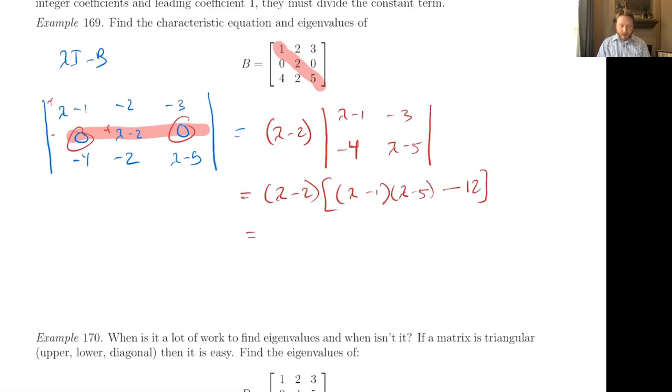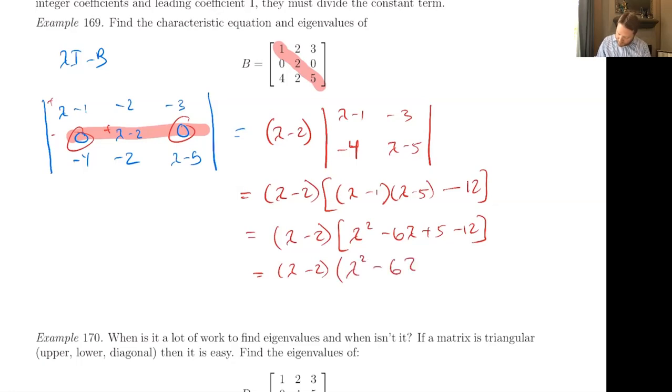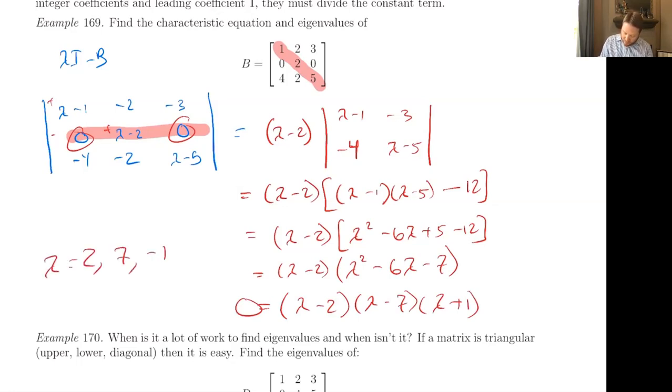Okay, now this is fairly typical right here. I have lambda minus 2. I need to expand this thing, so I get lambda squared minus 6 lambda plus 5 minus 12. So lambda minus 2 times lambda squared minus 6 lambda minus 7. And we're almost done. Lambda minus 2, lambda minus 7, lambda plus 1. And I want to know when that's equal to 0. And those lambdas are 2, 7, negative 1.